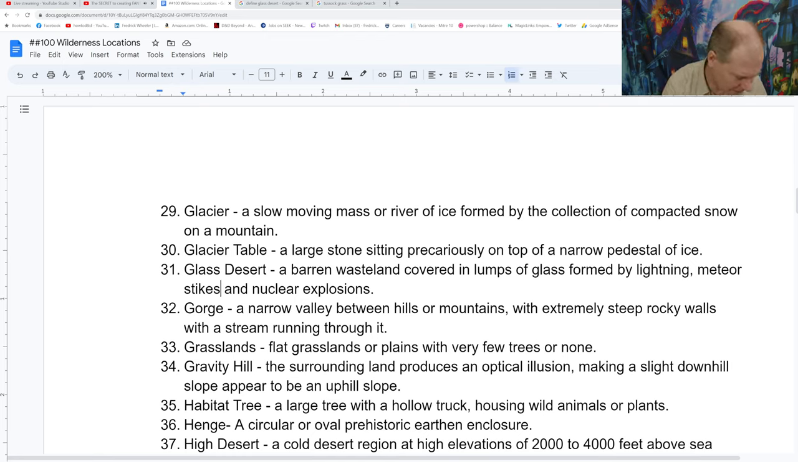Sinkhole. Did we not have sinkhole? I thought we had sinkhole in. Oh, I'll check. A pothole. They are different.